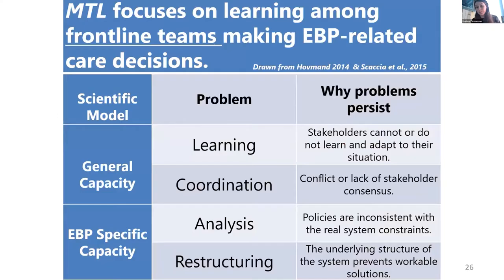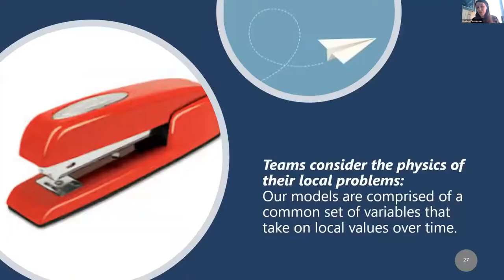So we really started focusing on frontline teams making evidence-based practice care decisions. And we realized that learning from modeling conferred several advantages where people are not able to adapt to those dynamic decisions, and they're not able to coordinate their mental models. And they're also not really able to evaluate their EBP specific constraints, like how much time in the day they have or how much staff they have to deliver a given EBP to a patient.